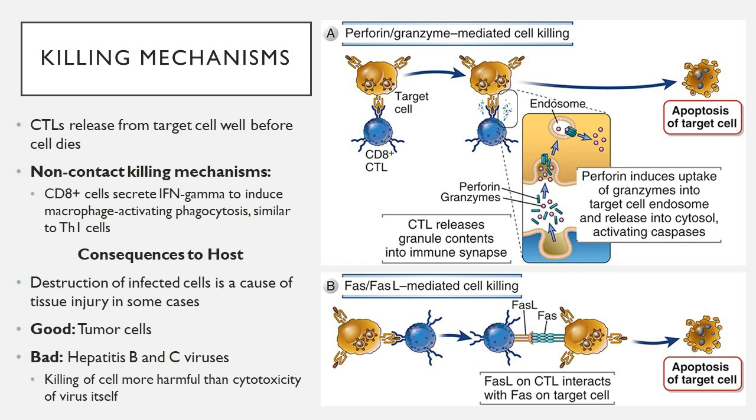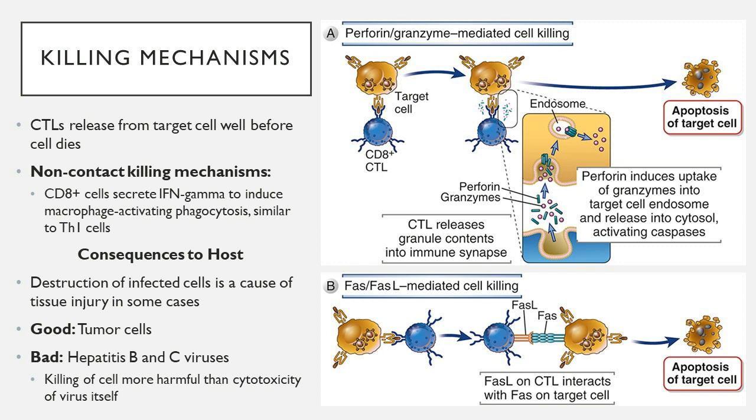Now, because CD8 plus cells don't kill viruses directly, but they kill cells infected by viruses, you can imagine both good and bad consequences of killing host cells. There are good cases, like when cells have mutations that cause cancer, where we do want to eradicate host cells. But there are also bad cases in certain viral infections, like with hepatitis B and C viruses, where the viruses themselves are rather benign. It's the fact that the CD8 plus cells are killing our vital and crucial liver cells that's really the main consequence of the disease.